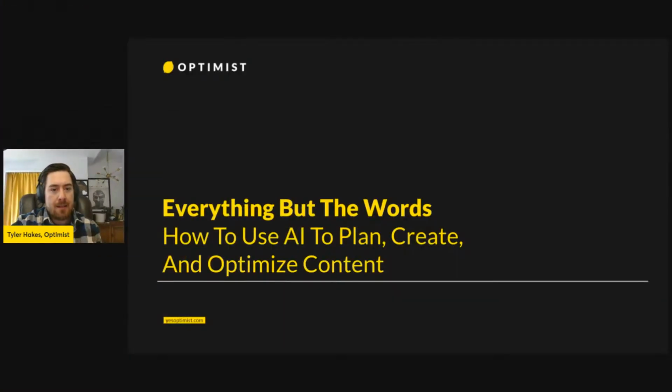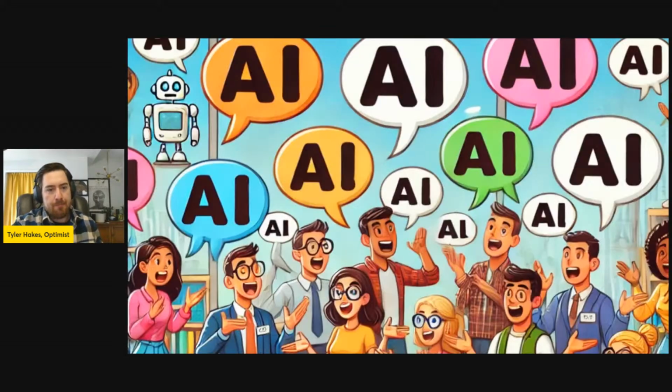Okay, let's get into it. So as I said, today we're going to be talking about everything but the words. So we're going to be talking about how to use AI to plan, create, and optimize content without using AI to actually write or generate the content for you. So as I said, many of you are probably writers. You're probably sick of hearing about how AI can write content. We all know it does a decent job of writing mediocre content. But what about all the other ways that we can be using AI to be smarter, better, faster, stronger, etc.? So that's what we're going to be focused on today.